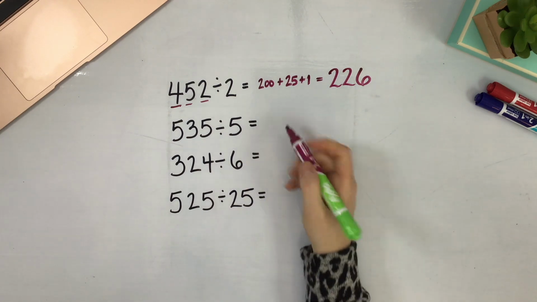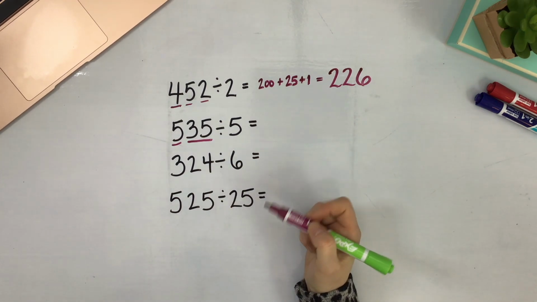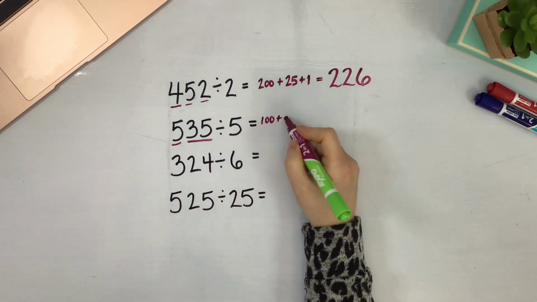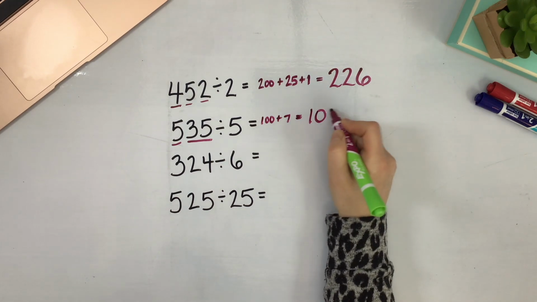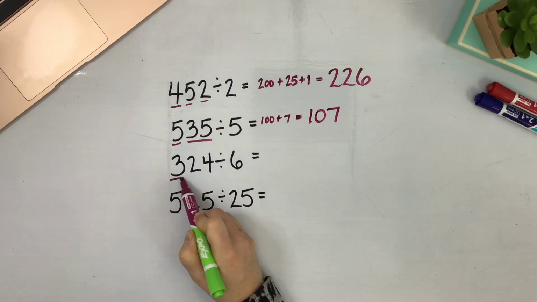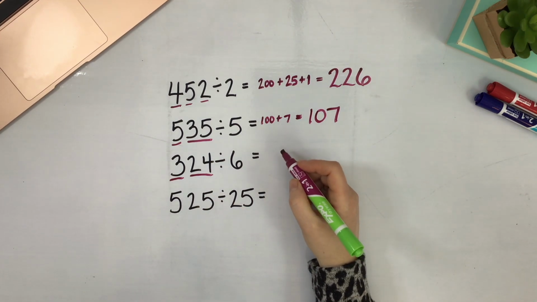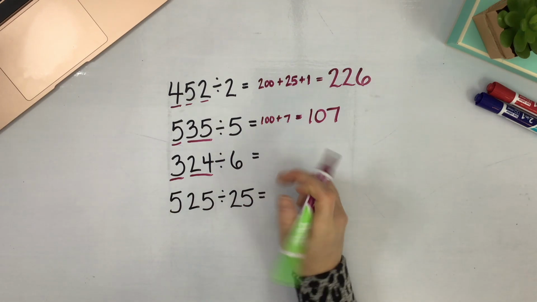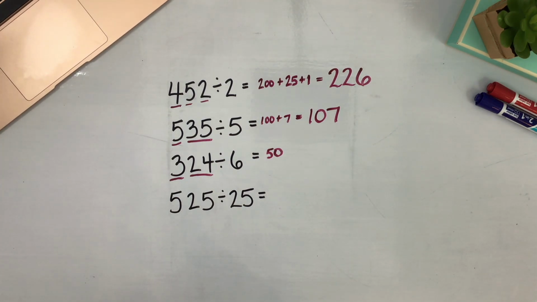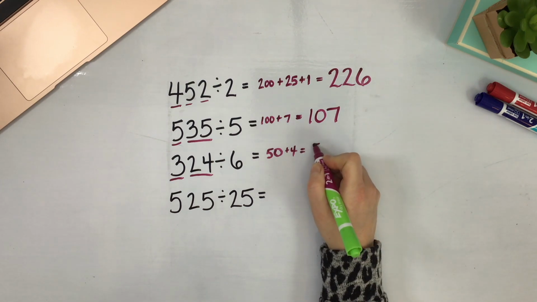535 divided by 5. I'll break that down in my head to 500, and then I'll do the 35. So we'll do 2 pieces. 500 divided by 5 is 100. 35 divided by 5 is 7. Put the pieces together, 107. 324 divided by 6, I can do 300, and then I'll do 24. 300 divided by 6, I'm thinking, okay, I'll take the 30, which is 5, and then I have to paste that last 0 on. So 300 divided by 6 is 50. 24 divided by 6 is 4. My answer is 54.